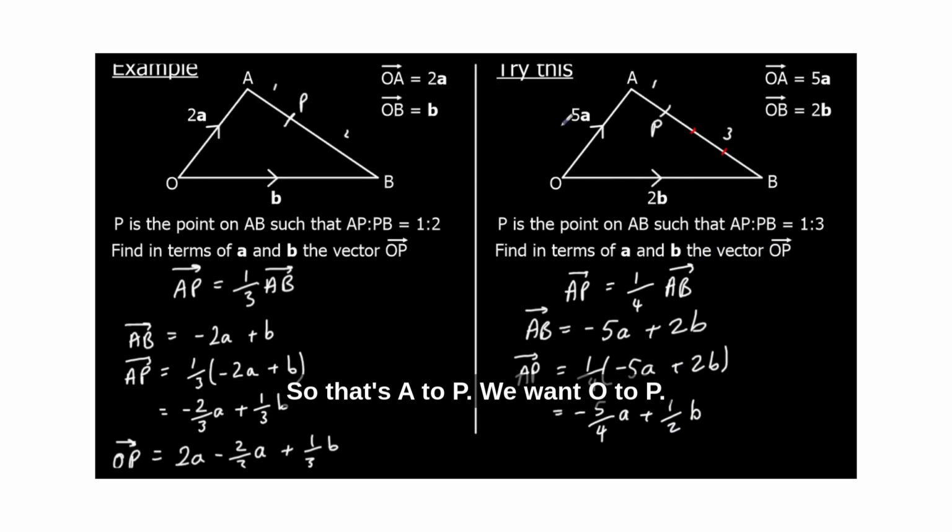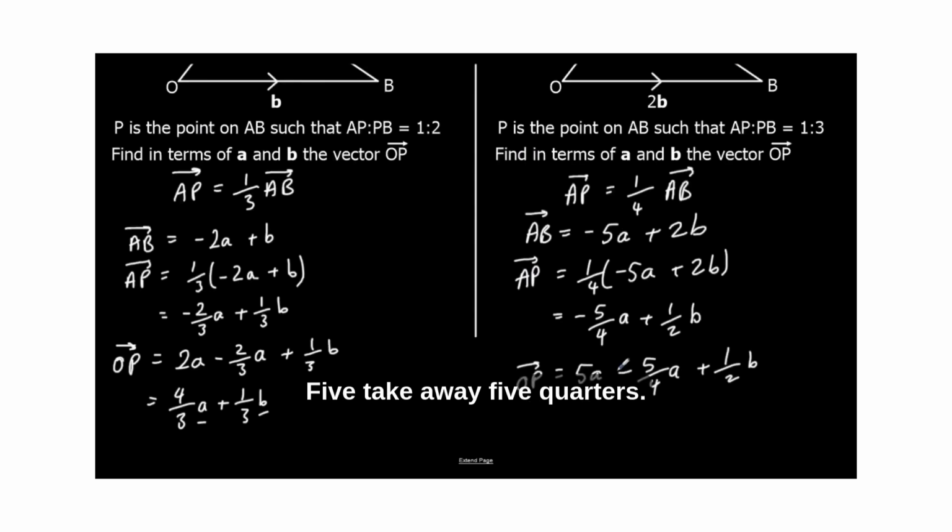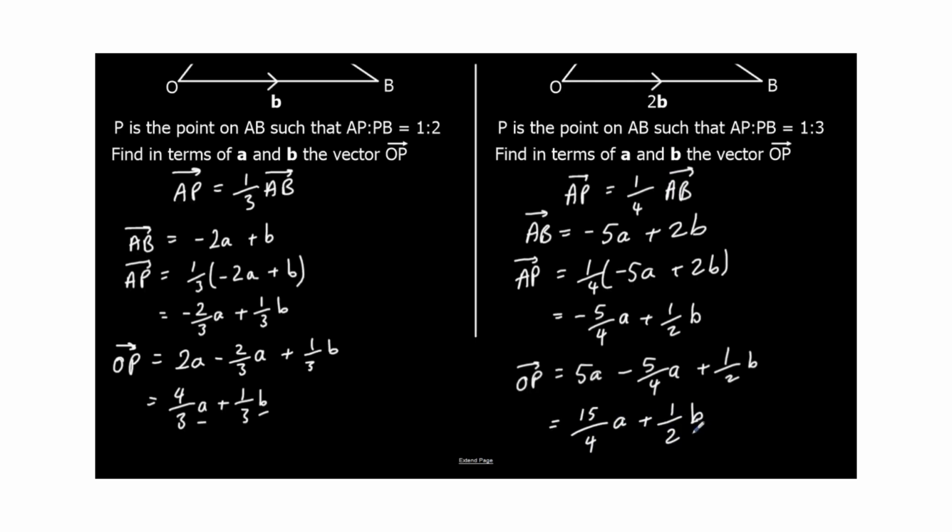We want O to P. So we're going to go O to A and then A to P. So it's 5a plus this answer. So O to P is 5a minus 5/4 a plus half of b. 5 take away 5/4: 5 is the same as 20/4, so 20/4 take away 5/4 is 15/4. So it's 15/4 a plus half of b.